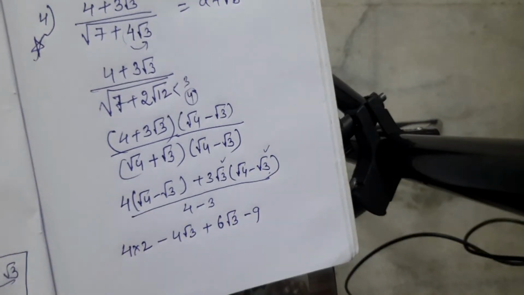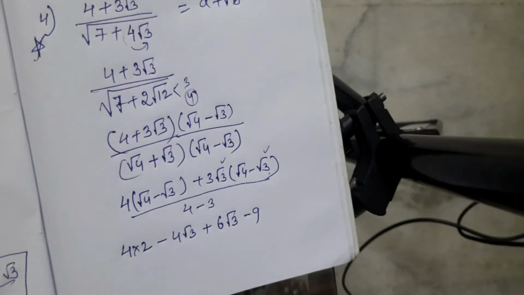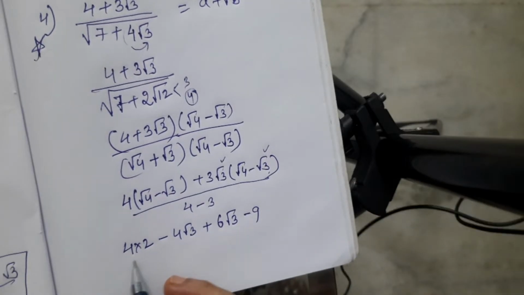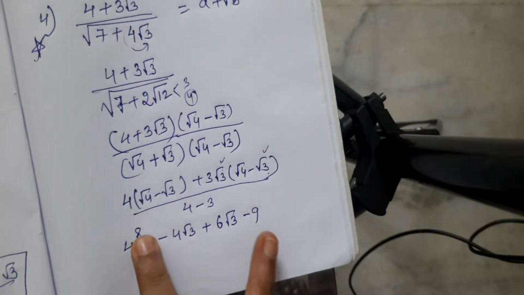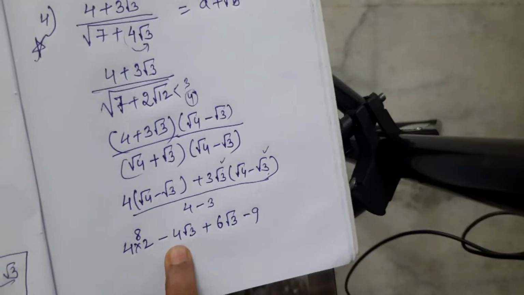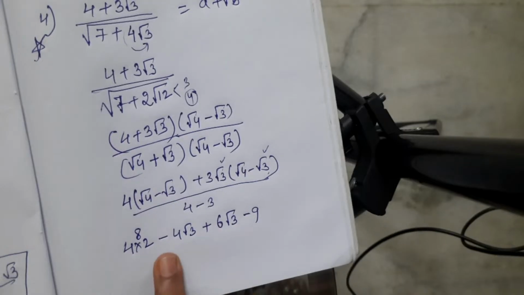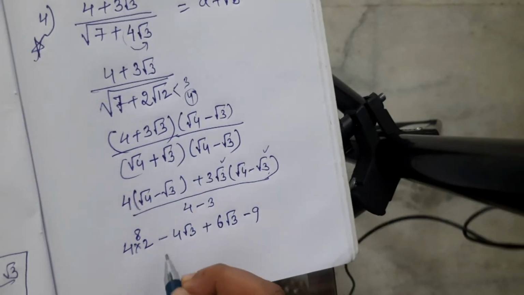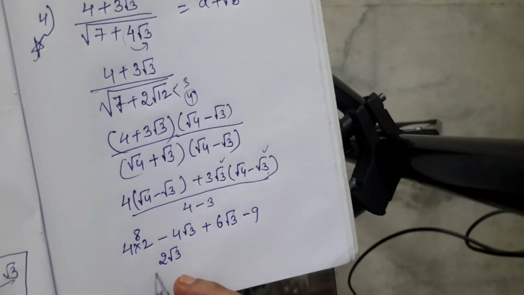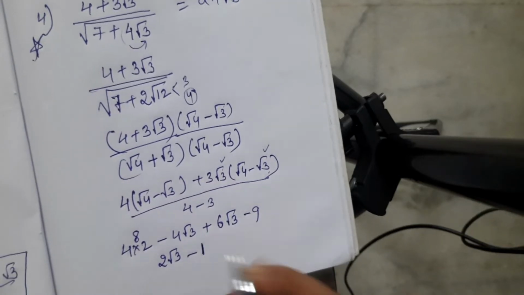Now we got all the values here. Once we have the values, we need to find the like terms, which we can solve. So we got 8, 8 minus 9 is minus 1. And 6√3 minus 4√3: subtracting both the numbers, 6 minus 4 is 2√3. The bigger number is positive, so the answer is positive. Then 8 minus 9 is minus 1. This we got as the answer.